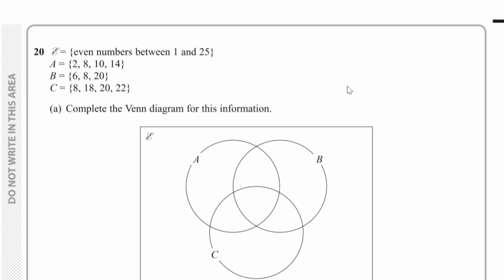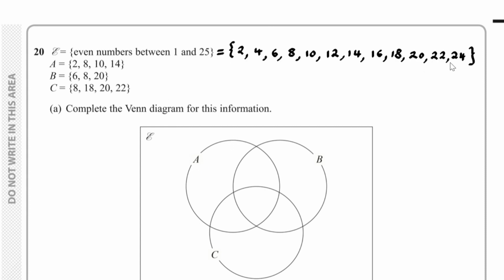Question number 20. We've got a set of even numbers between 1 and 25. A is equal to 2, 8, 10 and 14. B, we've got numbers 6, 8 and 20, and C, we've got 8, 18, 20 and 22. For part A, we have to complete the Venn diagram for this information.